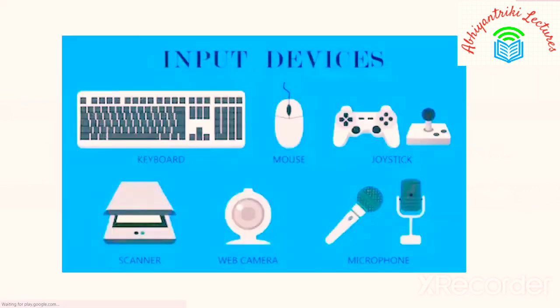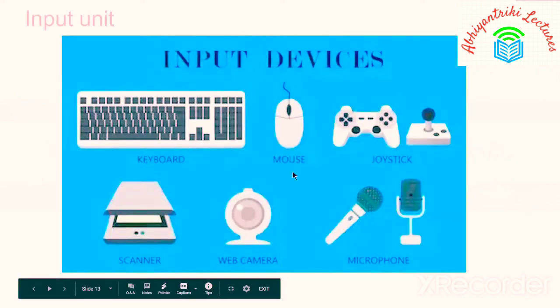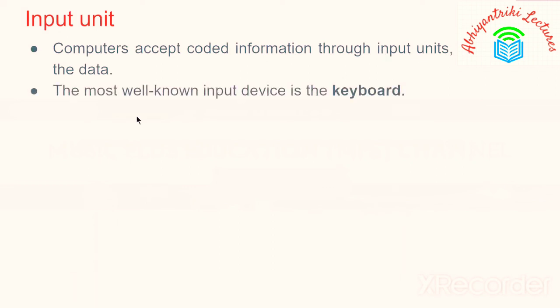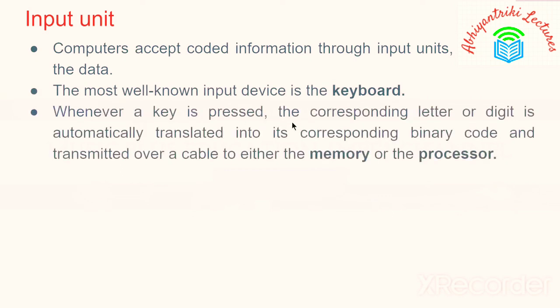And this is what? Input devices: keyboard, mouse, joystick, scanner, webcam, and microphone. So what is an input device? Input unit: the computer accepts coded information through input units which read the data. The most well-known input device is the keyboard. Whenever a key is pressed, the corresponding letter or digit is automatically translated into its corresponding binary code and transmitted over a cable to either the memory or the processor.